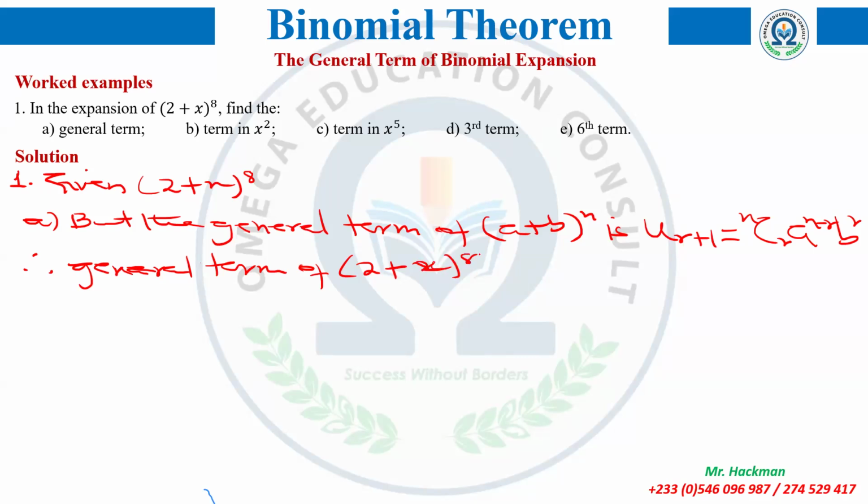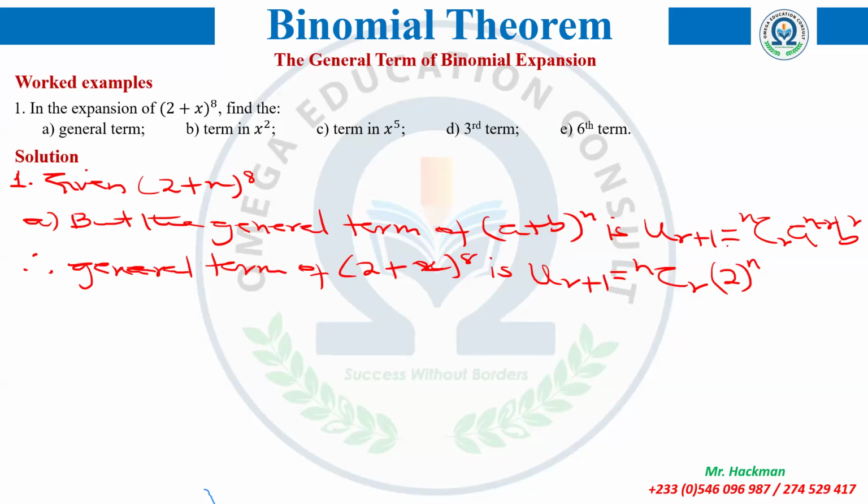all to the power 8 will be given by u sub r plus 1. If you compare this one with this, what is our a? 2. So it will be n combination r and your a, which is 2. But I've told you, you always put it in brackets. 2 to what power? N minus r. And what is your n?